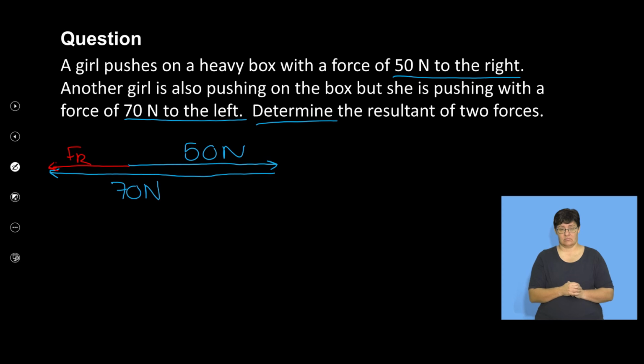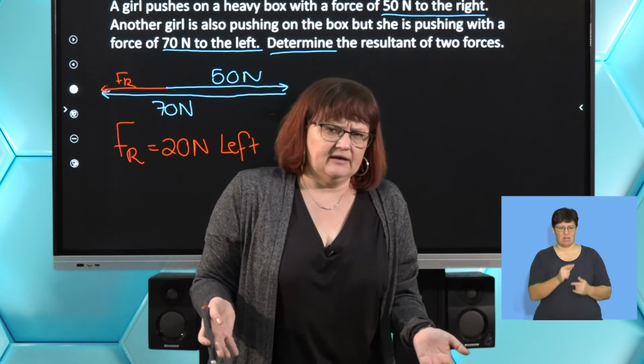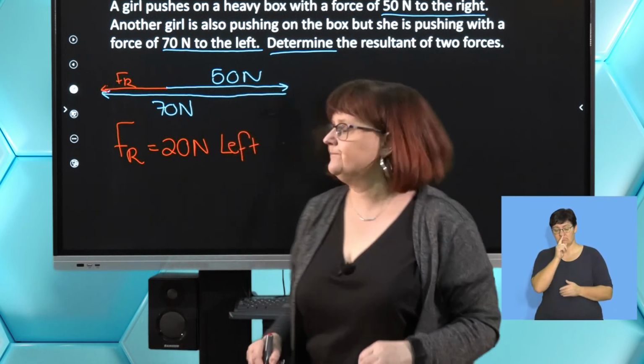We would then take out our ruler and measure it, because this is accurate. What we should get is that that's 20 newtons. So I would say my resultant is 20 newtons left. Instinctively, we knew it would be left. We just now have the size. Let's do it by calculation.